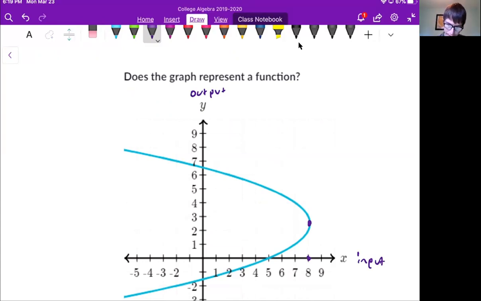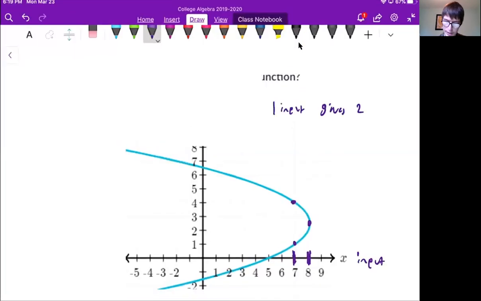If I plugged in 7, I would get 1 and 4. I get 2 outputs for one input. If I just plug in 7, I get 1 and 4. Maybe if I make this clear, I choose this one input, input 7, and I get 1 and 4 as the output. So that means there are 2 outputs for one input. Which means one input gives 2 outputs.